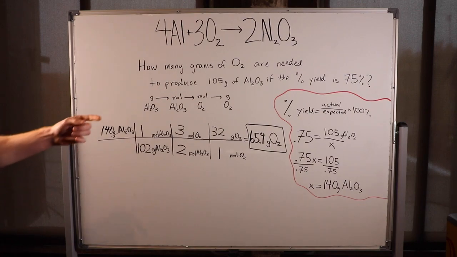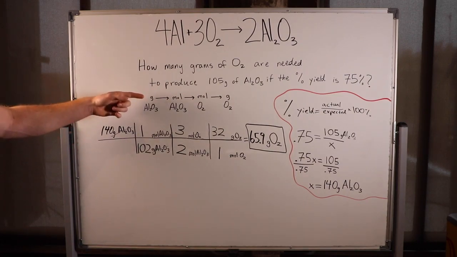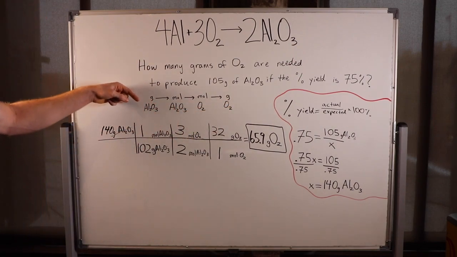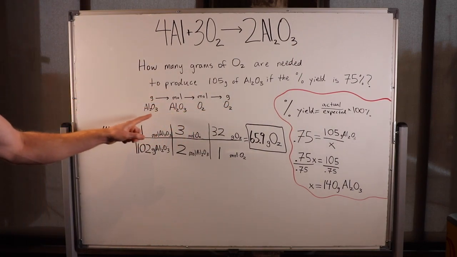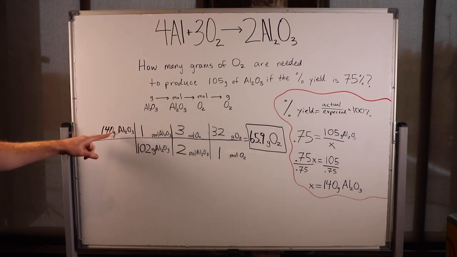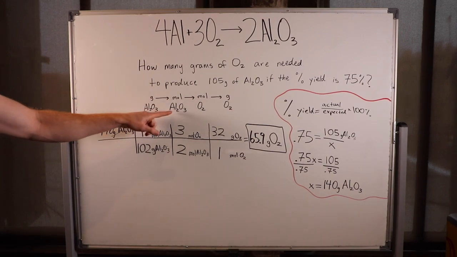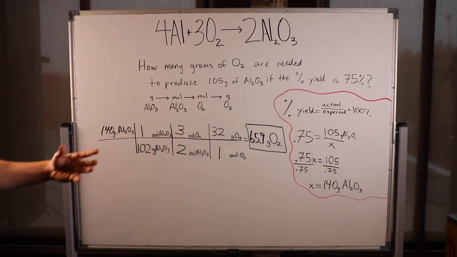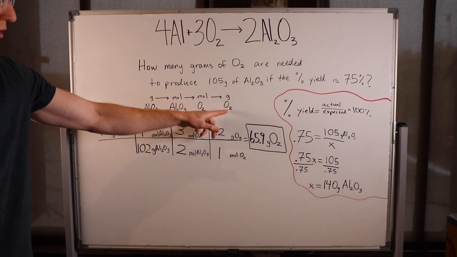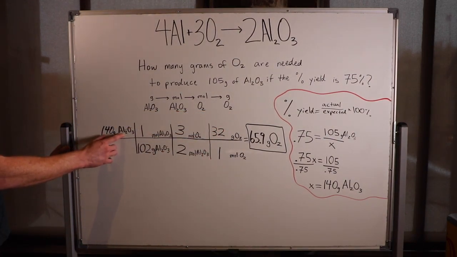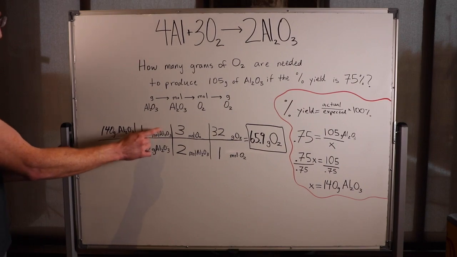So again, we have to work backwards here. We're starting with grams of product and we need to get to grams of reactant. So in order to do this, we need to cross our mole bridge, right? So we'll start with grams of aluminum oxide, which we found has to be 140. Then we'll go to moles of aluminum oxide so that we can cross the mole bridge to moles of O2. And then finally from moles of O2, we can go to grams of O2. So again, 140 grams of aluminum oxide. We'll change this to moles of aluminum oxide.